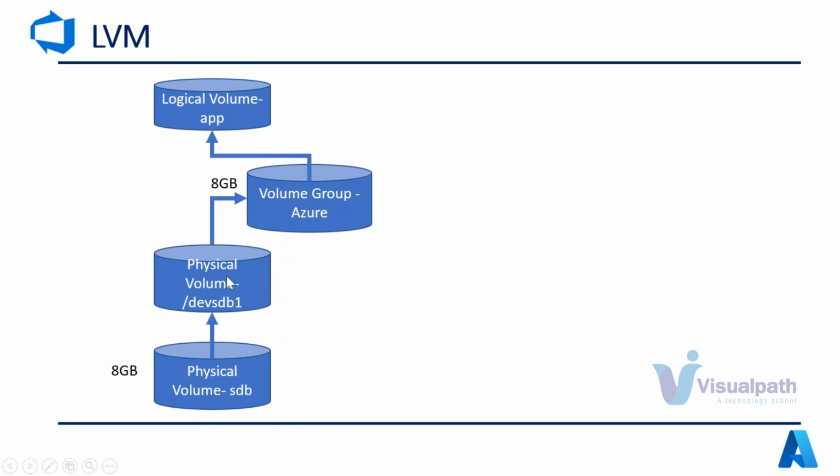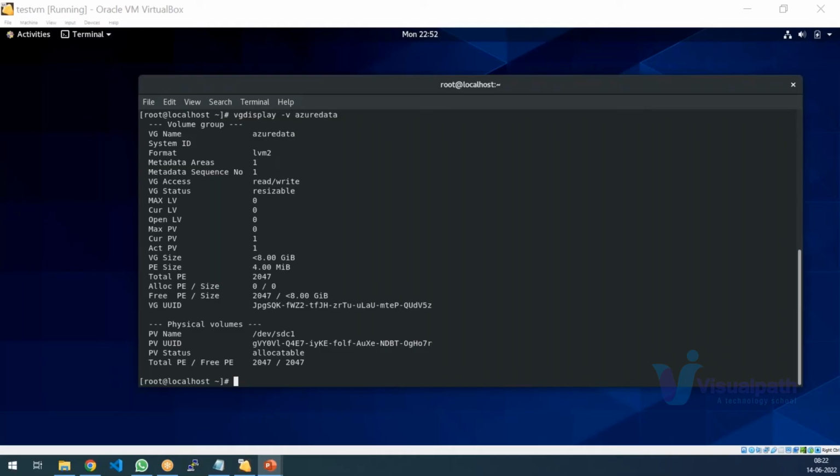We can do two things here. Either we can add physical volume to volume group, or we can create a new volume group. So now we have seen creating a new volume group called Azure Data, and that is our 8 GB free space. We can see here.